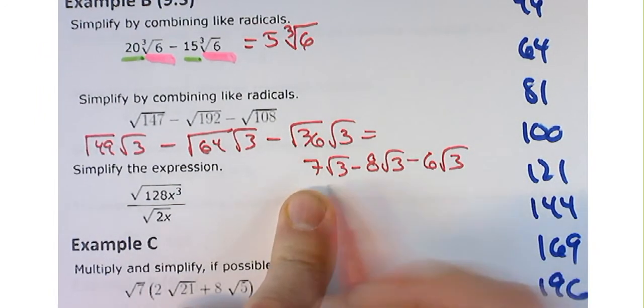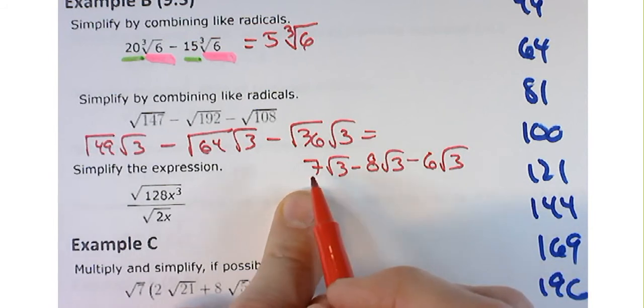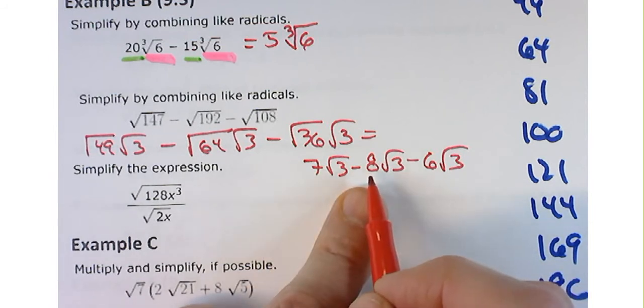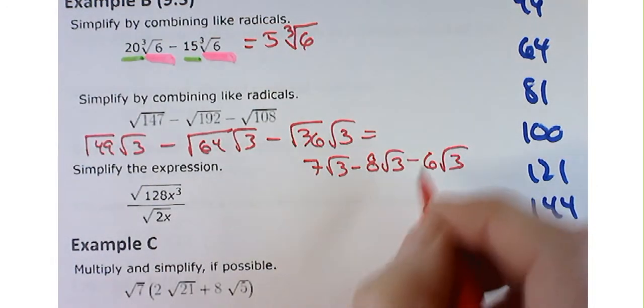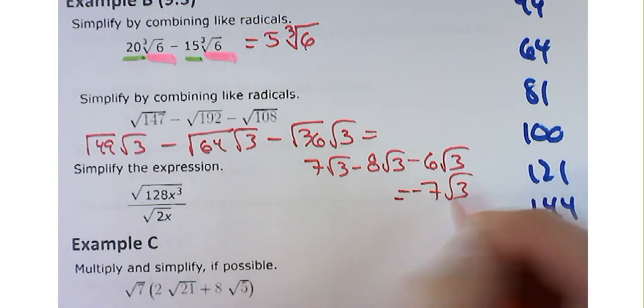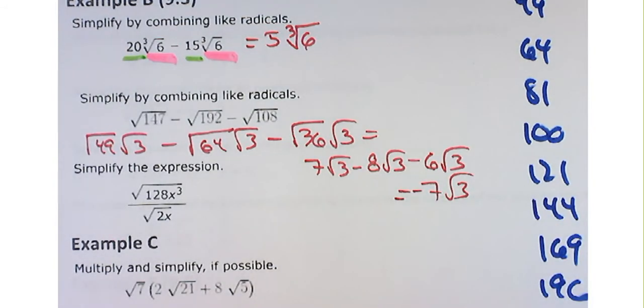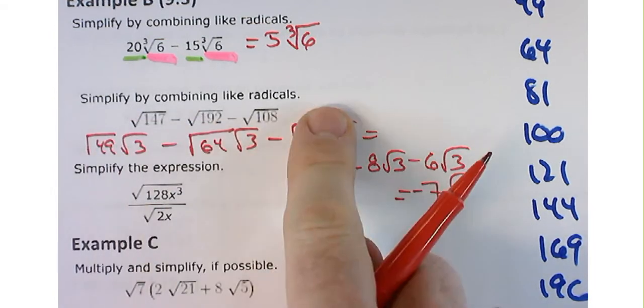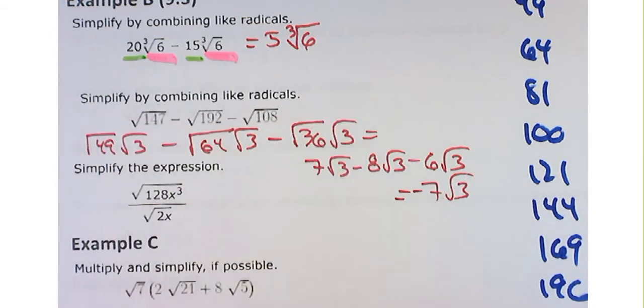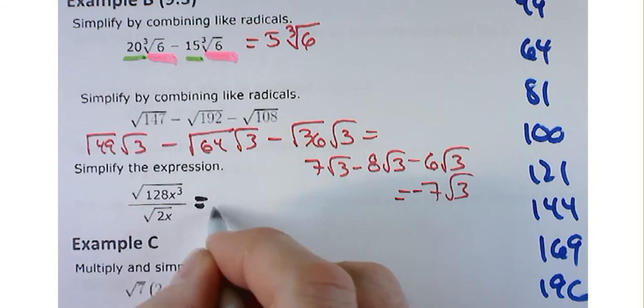All these are like terms now. Combine coefficients. 7 minus 8 is negative 1. Negative 1 minus 6 is negative 7. So we should end with negative 7 square roots of 3. You can check on your calculator that you get the same value here that you do with the original problem. And that's pretty good evidence that you did this right. I don't want to say conclusive, because I'm sure that there's going to be some way that might not work, but overall it's in good shape.